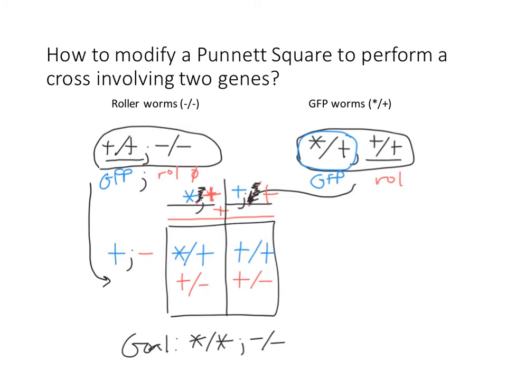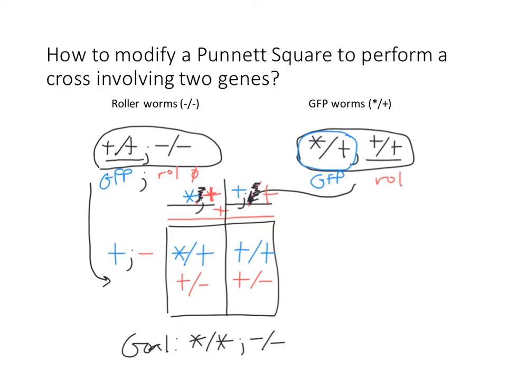And I asked, which one of these genotypes do we want to continue using, or what's the next thing we do if we want to make the goal genotype, being homozygous or pure breeding for the GFP mutation, the asterisks, and roller, which has to be homozygous recessive, minus over minus. So which cross should we do next?